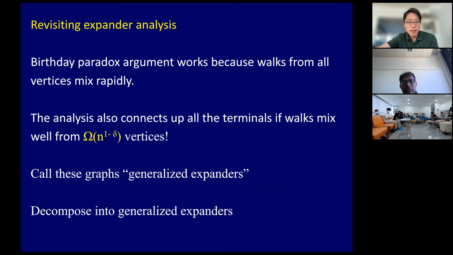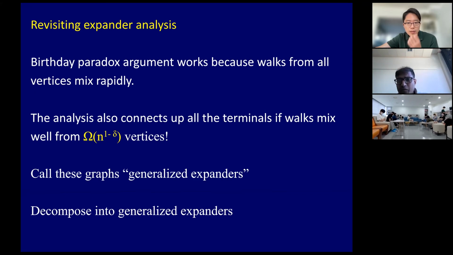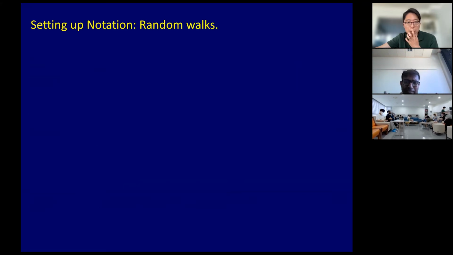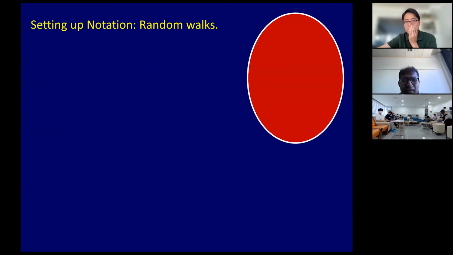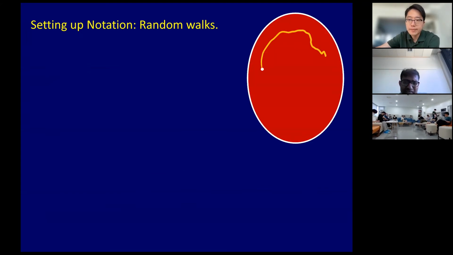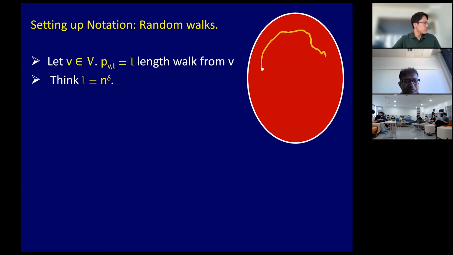Okay, so now let me just set up the stage before I present what our algorithm does. So let me just set up some notation real quick. You have a vertex V from which you do L-length random walks. You know what this process is. You keep jumping to a random neighbor, and the notation that we use is P_V^L. It denotes the distribution over endpoints of an L-length walk that you do from the start vertex V. And you should think of the walk length as being n to the delta, n to the 0.01.